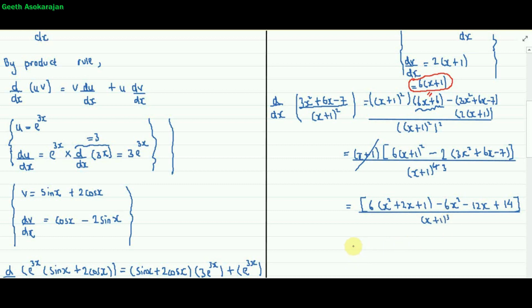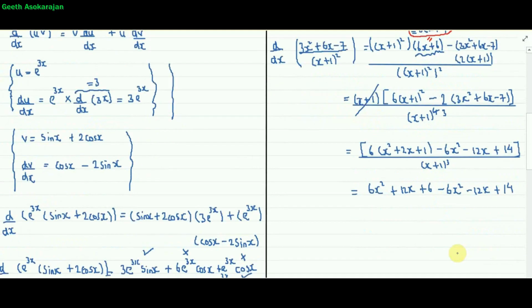And we can do some further multiplication. So let's do that. 6 into x squared is 6x squared. 6 into 2x is 12x. 6 into plus 1 is plus 6. Minus the 6x squared. Minus this 12x. Plus this 14.